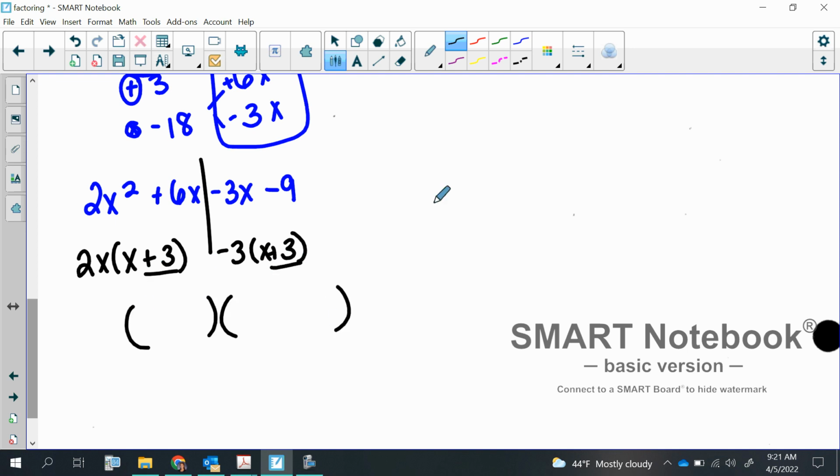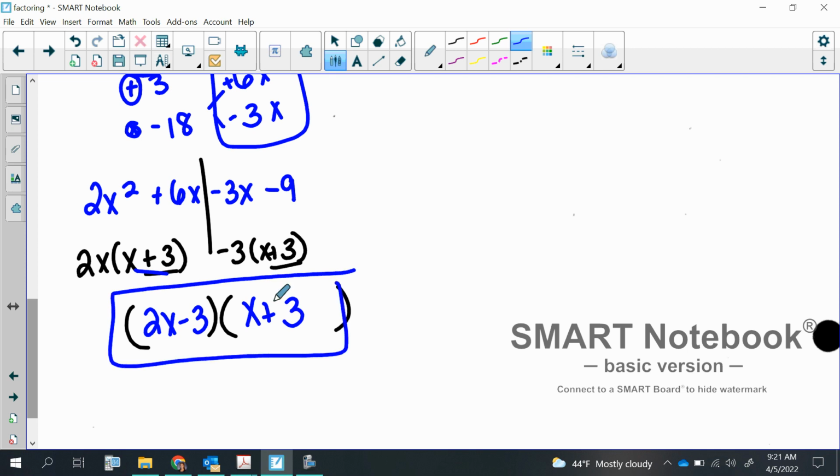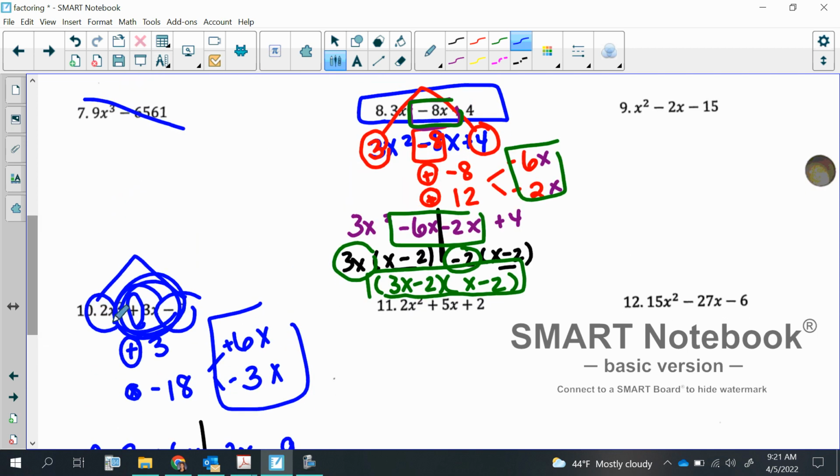So our factor pairs at the end end up being 2x minus 3, and then you take one of the parentheses, x plus 3. And this will FOIL out to the original.